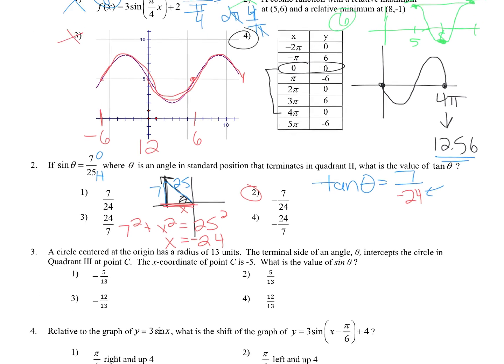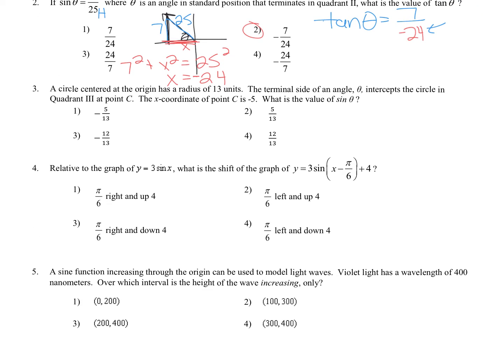The next one is kind of similar, but we're going to start with a circle. It says a circle centered at the origin has a radius of 13 units. So we'll draw that in. This is not the unit circle because the radius is 13 units. The terminal side of an angle theta intercepts the circle in quadrant 3 at point C. So again, we're going to draw that reference triangle. The hypotenuse is 13 this time. We always keep that positive, and that's from the radius.